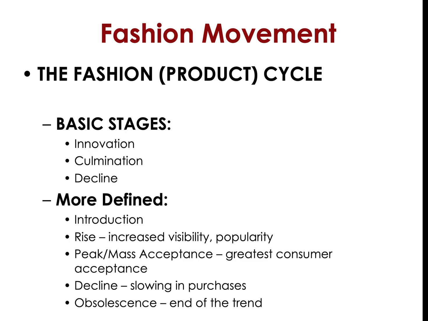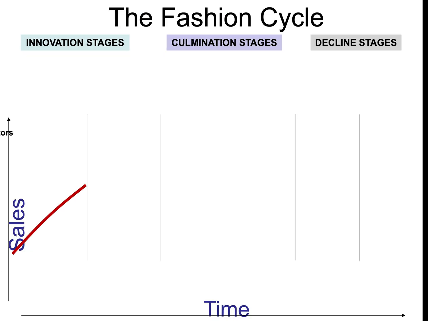In some textbooks and research papers, you'll see that there are 3 distinct stages, but there's actually 5. We look at an introduction stage, we look at the rise stage, we look at the peak or mass acceptance, the decline, and then the end or obsolescence. Now, why do I say that? The innovation stage is the creation. So we're really not looking at sales yet. When we talk about innovation of an idea, it first has to be available to the consumer in order for us to measure the cycle of that product.